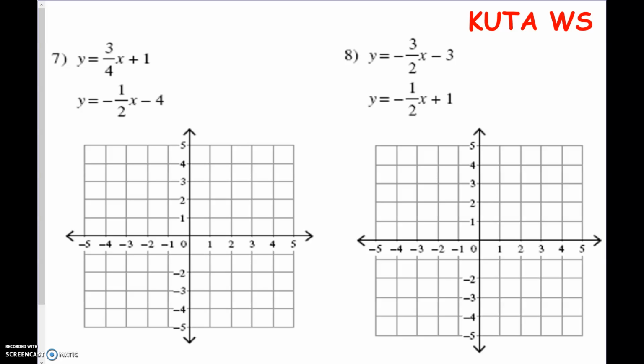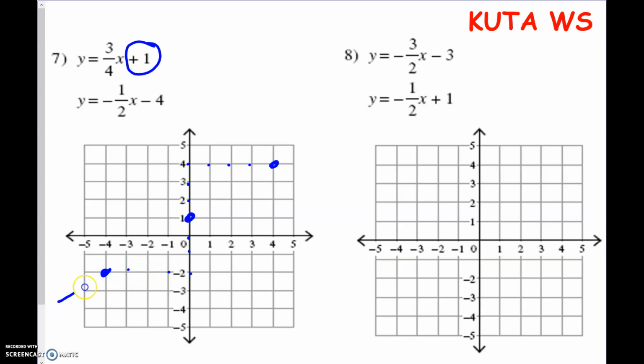Number 7, all right, this is in slope-intercept form. So this first y-intercept is a 1. Then our slope's up 1, 2, 3, 1, 2, 3, 4. And I like to do a couple points, so I'm going to do the opposite and go down 1, 2, 3 and write 1, 2, 3, 4.